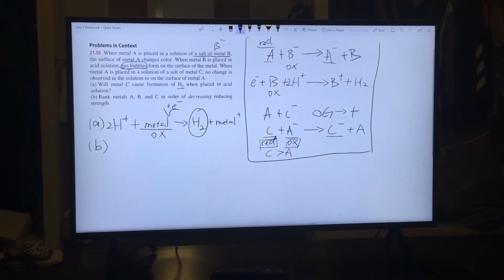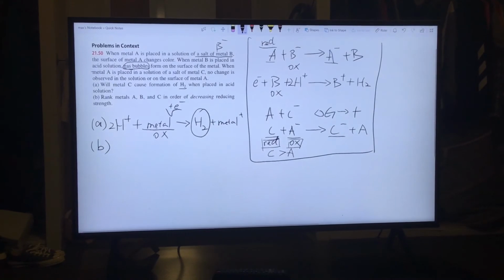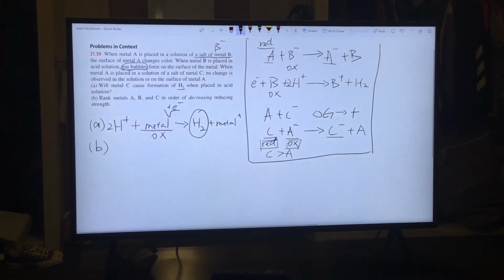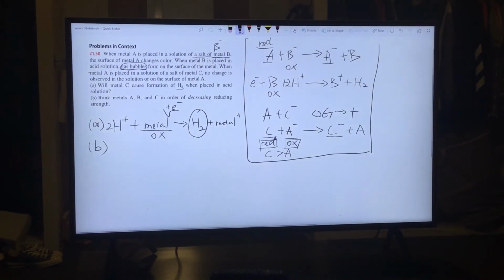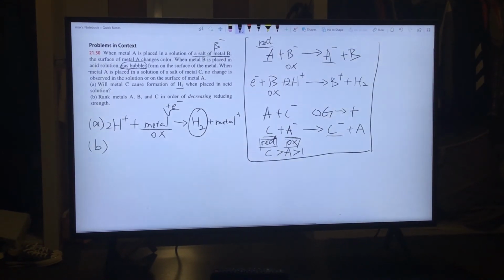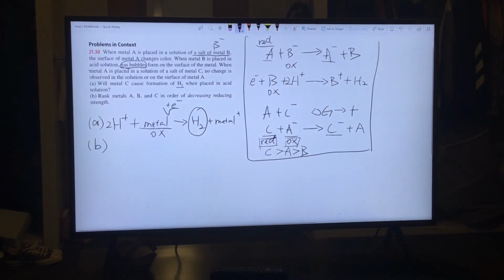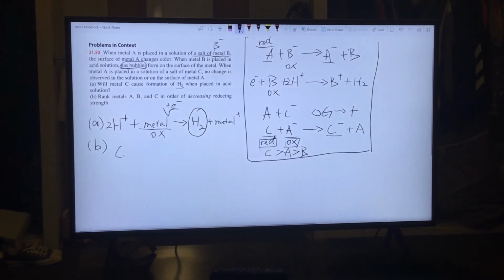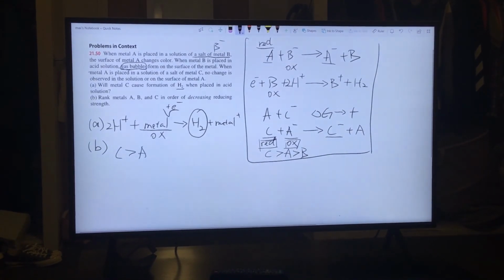And when you put A and B together, A is going through reduction, and B is going through oxidation. So that means A is better than B in reducing strength. So the answer to this question would just be C greater than A and A greater than B.